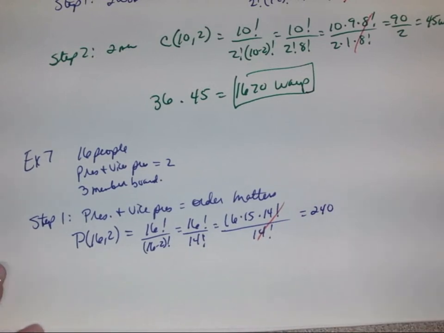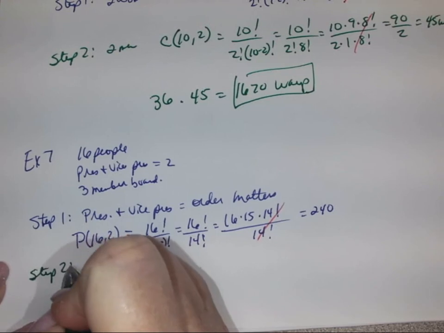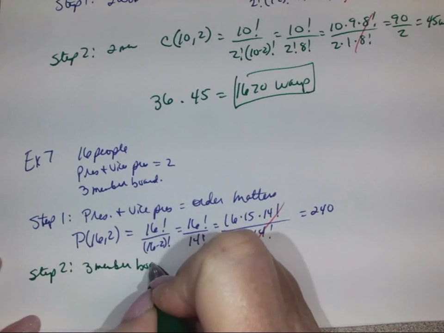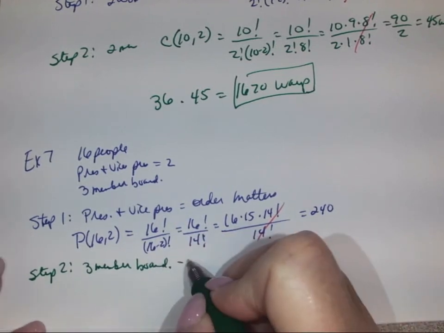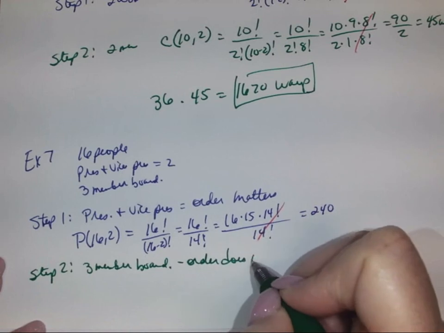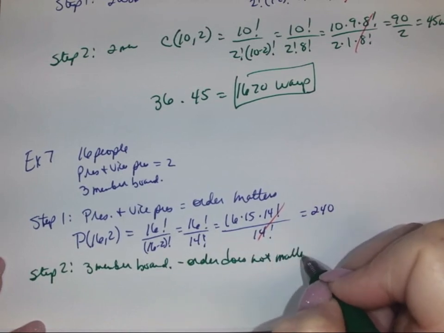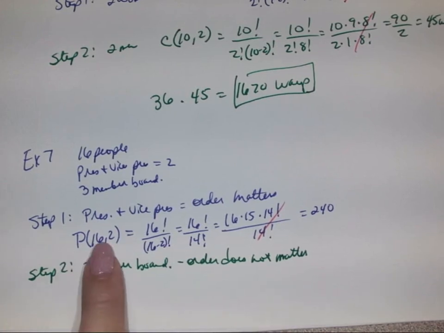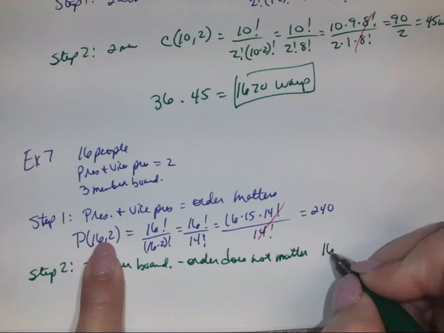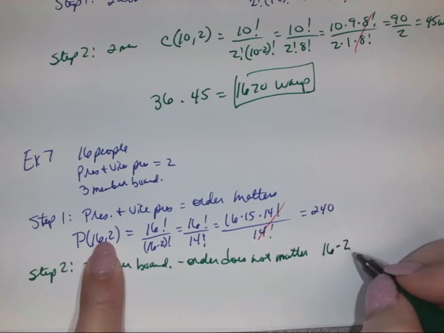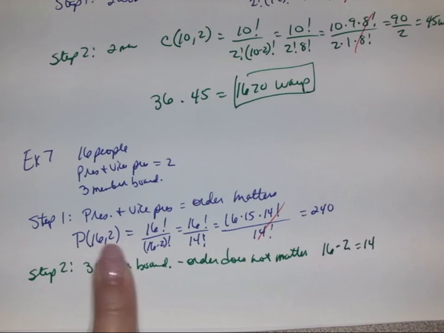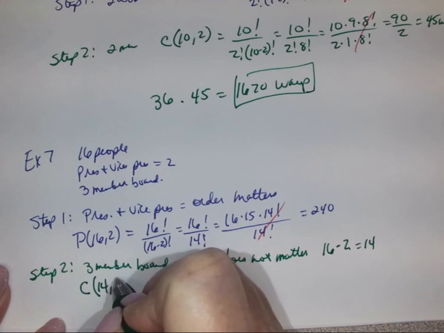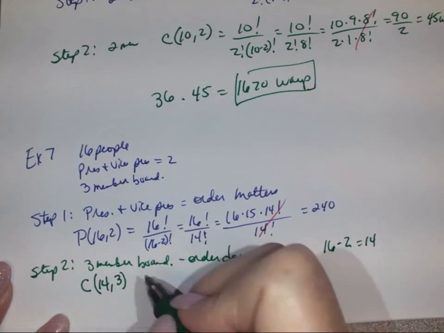Now we need to do step 2. So for step 2, we want that 3-member board. And order does not matter. So, how many do we get to choose from, though? Up here we chose out of 16. But now we've taken 16, we've subtracted the vice president and the president. We only have 14 people left to choose from. So out of 14, we're going to choose 3 for our committee.